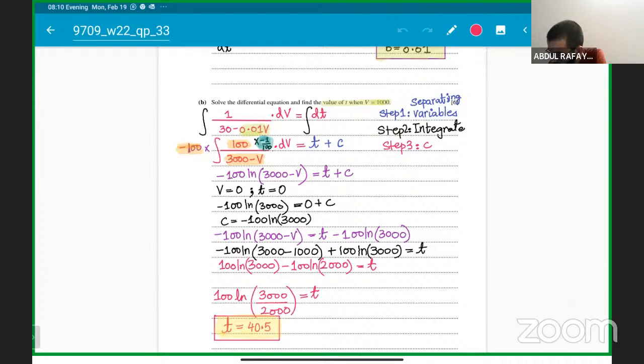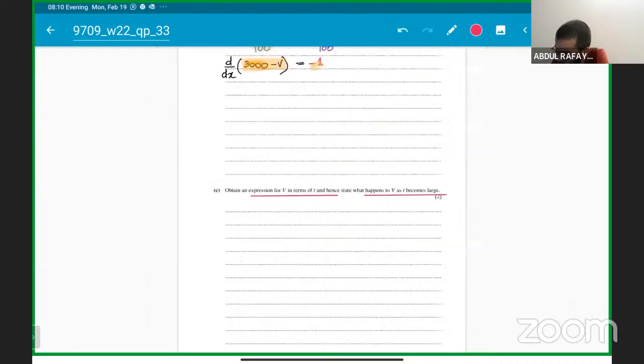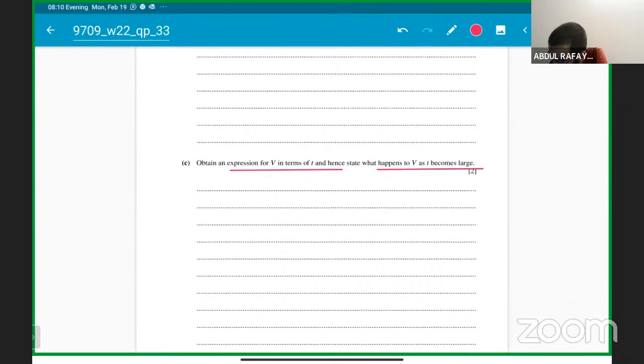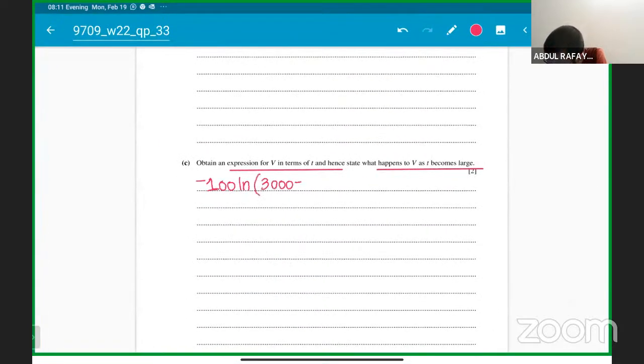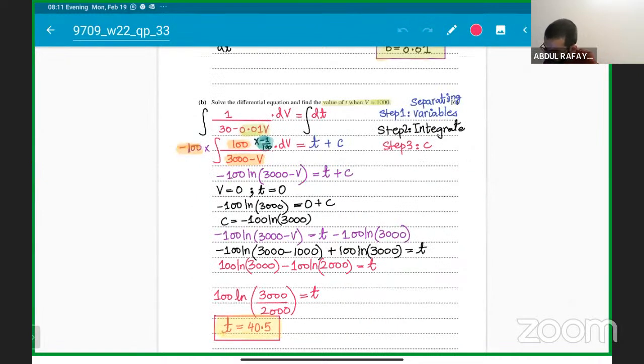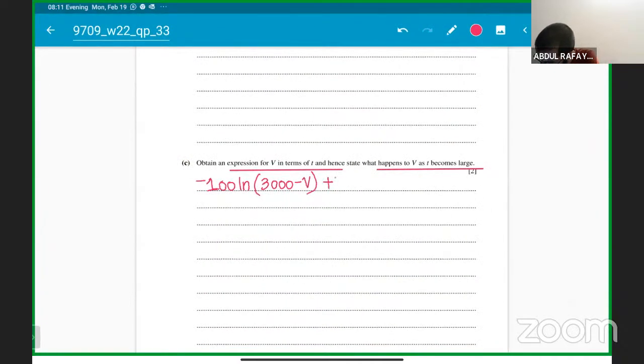It is simple. We'll have to copy the question again. Minus 100 times ln(3000 minus v), and bring it to the other side: plus 100 ln 3000, equals t. We have to make v the subject, for v in terms of t.